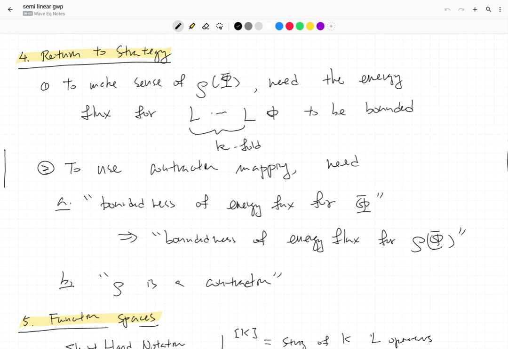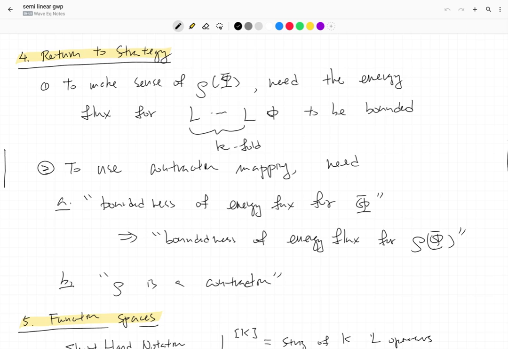Hi, welcome back. Let's continue our discussion of the small data global well-posedness properties of the semi-linear wave and Klein-Gordon equations. Just to recap where we left off, last time we were able to establish a sufficient condition on which this rho mapping, which is what we want to try to prove is a contraction mapping, goes from a putative solution, capital Phi, to a refined guess.